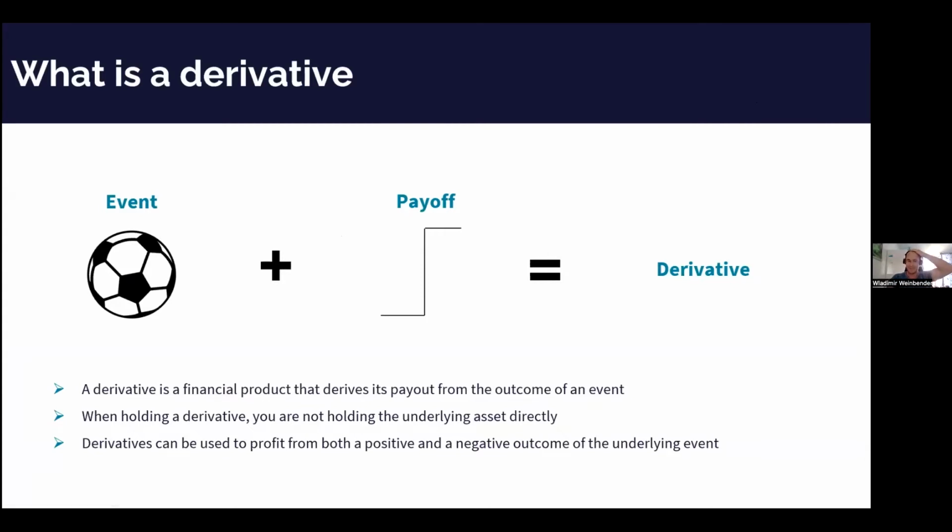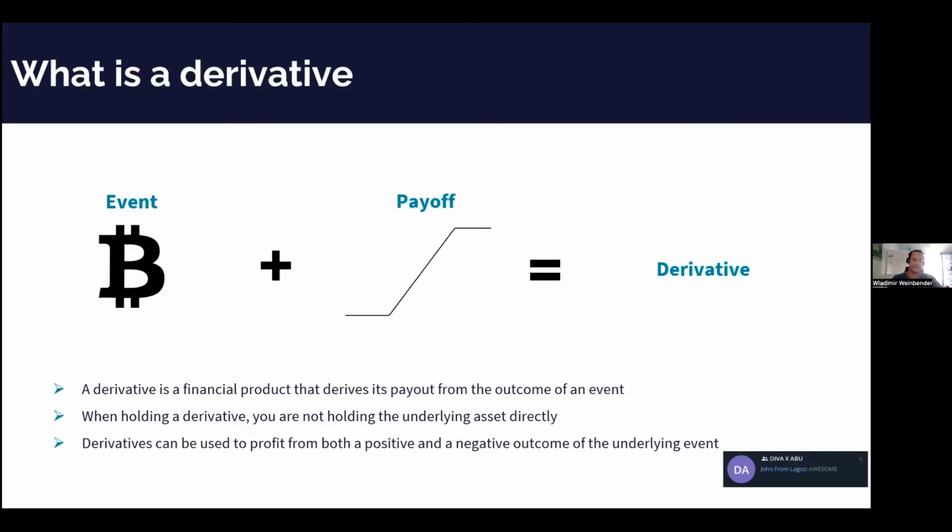The term derivative might be a little bit intimidating for some people, but essentially it's pretty simple. A derivative has basically two ingredients. It has an event, and then you have a payout that is linked to the outcome of the event. The simplest example is a sports bet, right? If you bet on team A and it wins, you get a payout of 1. If it loses, you get nothing.